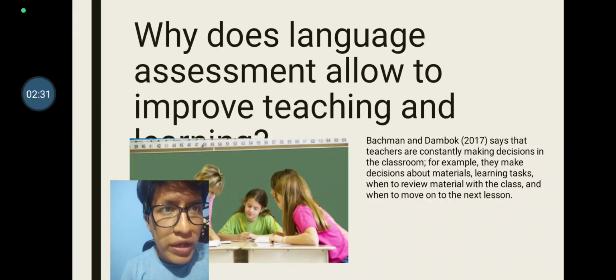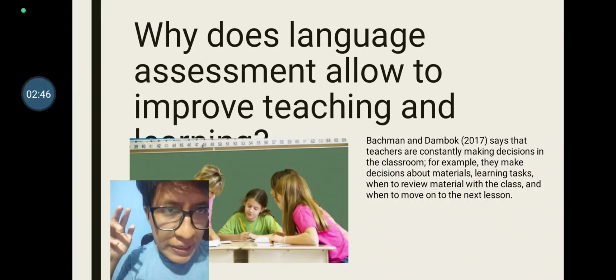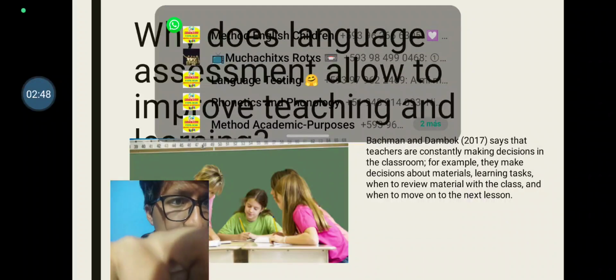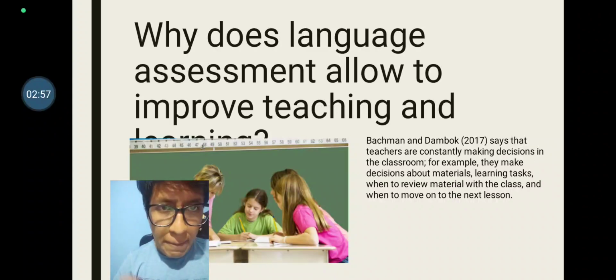Second, we have: why does language assessment allow us to improve teaching and learning? This is important because it is about how we can improve, and this relates to feedback. The reference says Bachman and Dunlop say that teachers are constantly making decisions in the classroom. For example, they make decisions about materials, learning tasks, when to review material with the class, and when to move on to the next lesson.